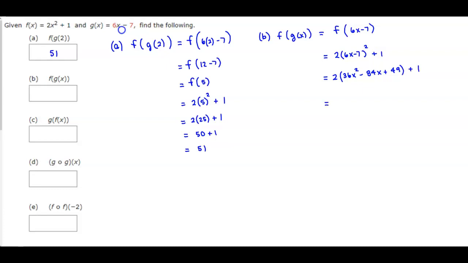Okay, so now let's go ahead and multiply this all out. So we have 2 times 36, which is 72x squared. And then 2 times minus 84x is negative 168x. And then 2 times 49 is 98, and then plus 1. So we end up getting 72x squared minus 168x plus 99. So there is the result for B.